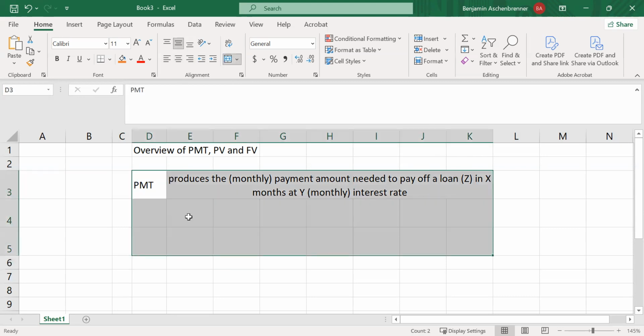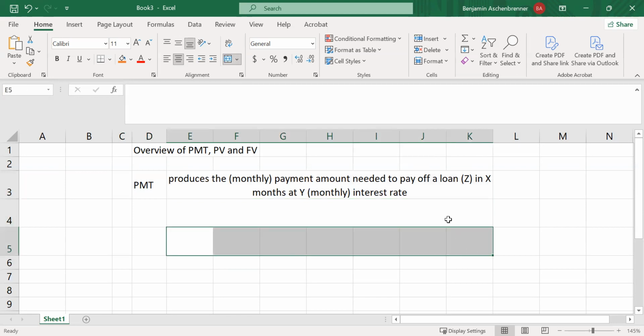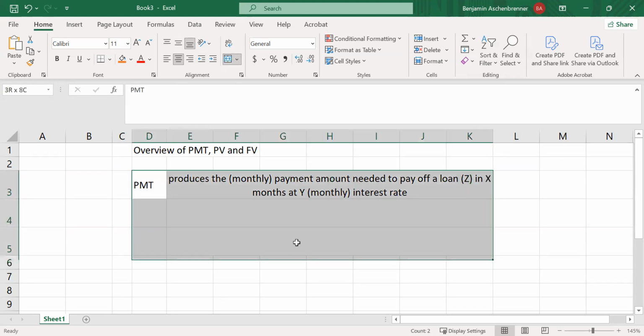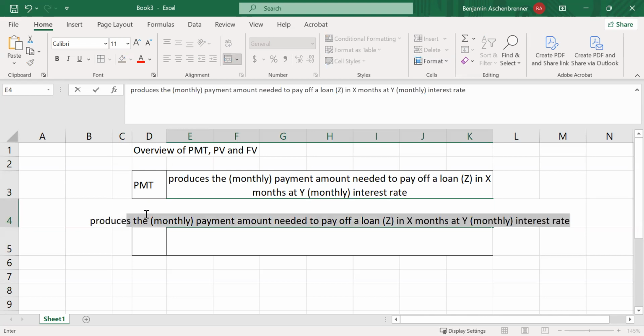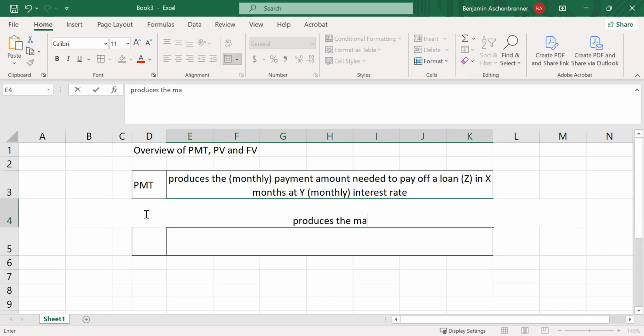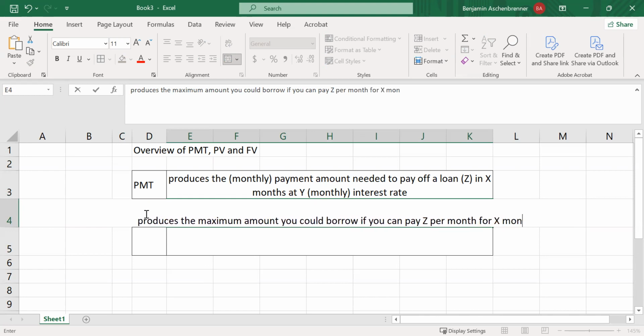Just starting to build my little table here to compare these three things. And now let's do PV. And PV produces the maximum amount you could borrow if you can pay Z dollars per month for X months at Y monthly interest rate.